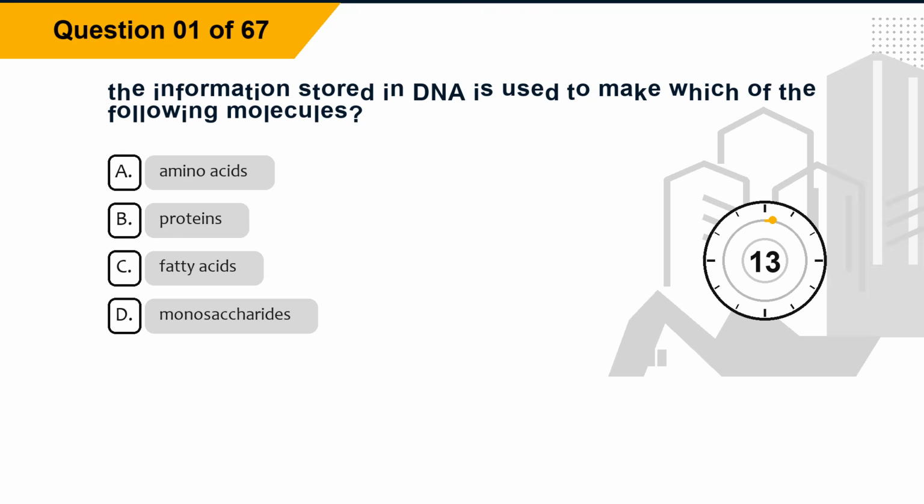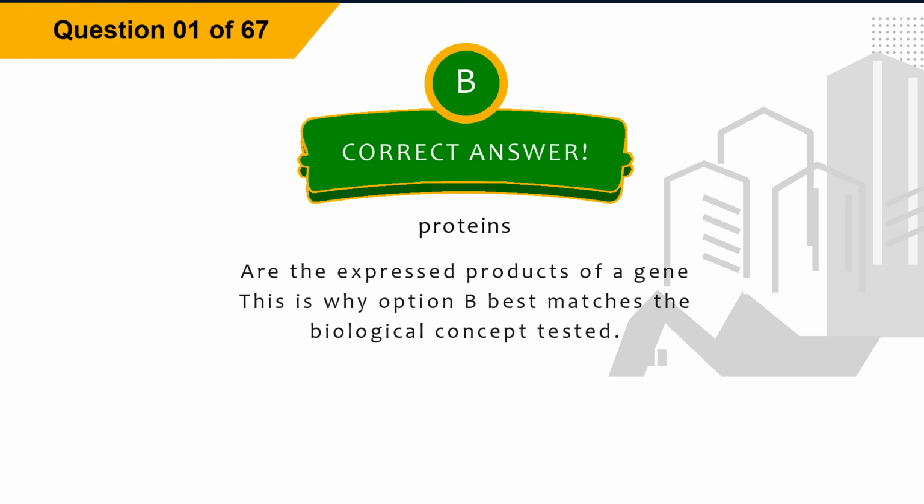Question 1. The information stored in DNA is used to make which of the following molecules? Option A, amino acids. Option B, proteins. Option C, fatty acids. Option D, monosaccharides. The correct answer is option B, proteins. Explanation. Proteins are the expressed products of a gene. This is why option B best matches the biological concept tested.